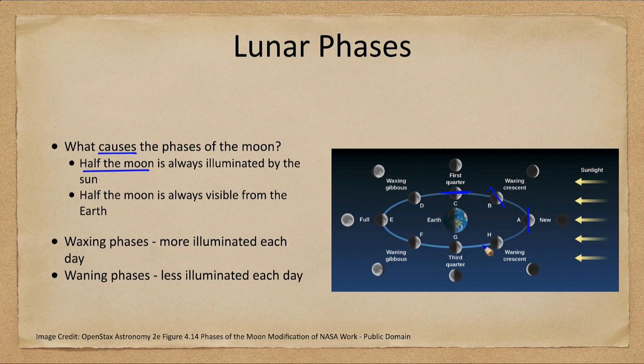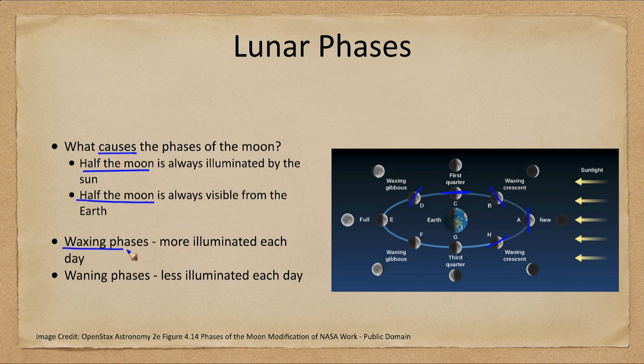Depending on the combination of those two, we will see more or less of the moon illuminated as we look at it. Sometimes in the crescent section, we'll be seeing less than half of the side illuminated, and in the gibbous section over here, we'll be seeing more. Because we can see half the moon illuminated and half the moon is visible from Earth, we will see different phases as the moon moves around Earth.